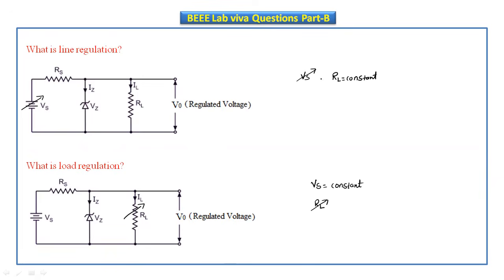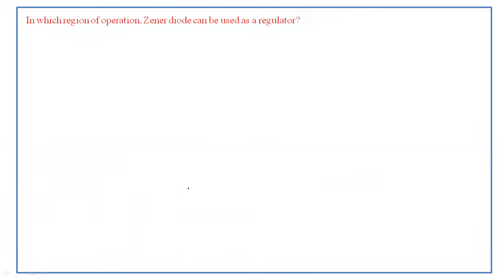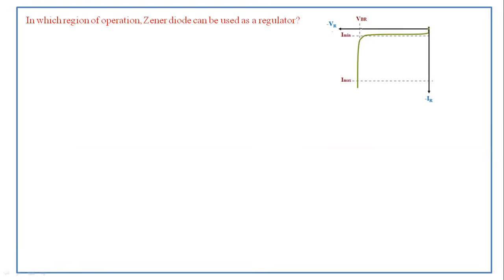In both cases, whether the input is variable or the load is variable, we get a constant output. That's why we use the GNR diode as a voltage regulator. In which region can the GNR diode be used as a regulator? In the reverse bias condition, after reaching this voltage, current is increasing continuously, but there is no change in the voltage. Voltage is constant. That's why in the reverse bias condition, the GNR diode acts as a voltage regulator.